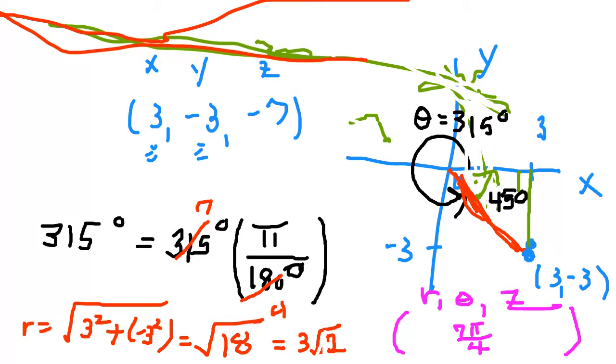So here we have 3 times the square root of 2 for the radius. And then z would just stay negative 7. And that's how you find the cylindrical coordinates for that rectangular coordinate.